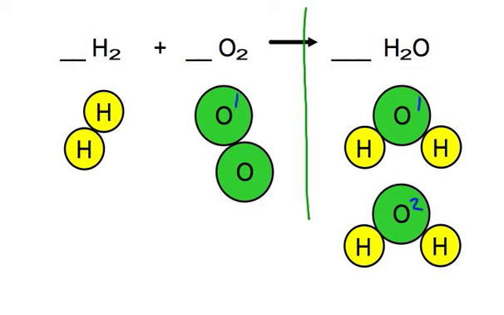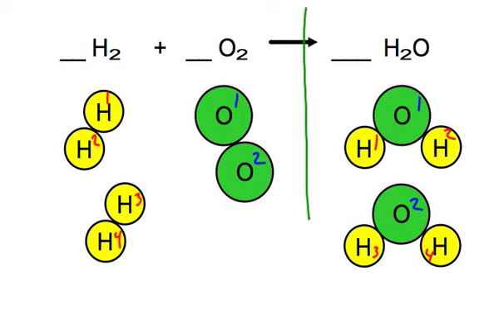But I now have a new problem in that my hydrogens don't balance. On the right side, I've got 1, 2, 3, 4, but on the left side, I only have 1, 2. So I need more there. So if I double this, all of a sudden I've solved my problem, and I have 4 hydrogens there.